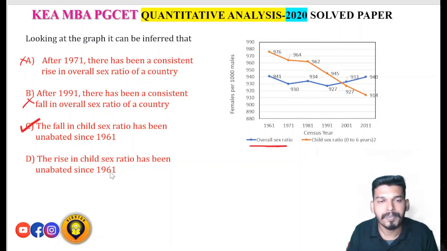So this is true. Option D: the rise in child sex ratio has been unabated since 1961. No, since 1961 it is a fall, not a rise. So option D is also wrong. So C is the correct answer. Next one.